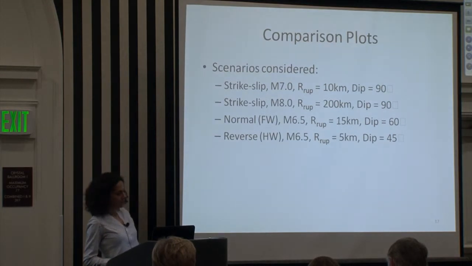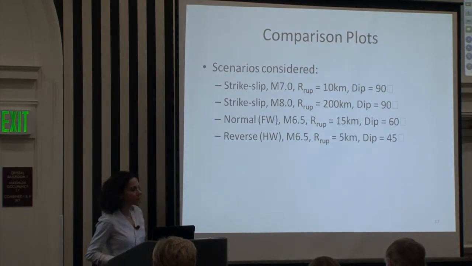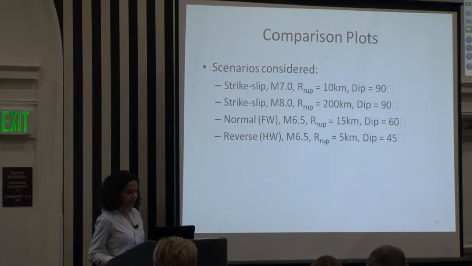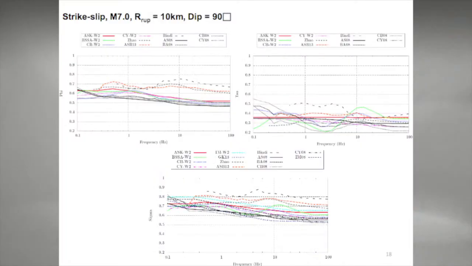Okay, so next I'm going to show comparison plots of phi, tau, and the total standard deviations for these four general scenarios: strike slip, magnitude 7, Rrup 10 kilometers, dip of 90 degrees; strike slip, magnitude 8, Rrup 200 kilometers; normal on the footwall, magnitude 6.5, Rrup 15 kilometers; and reverse on the hanging wall, magnitude 6.5, and Rrup 5 kilometers. And these plots were provided to me by Nick Gregor.